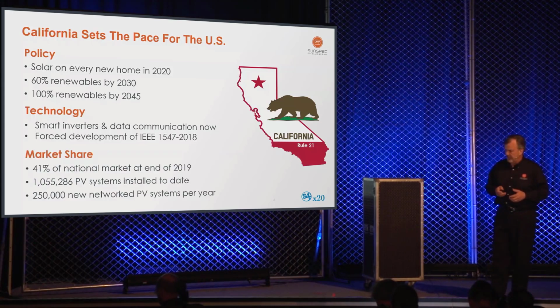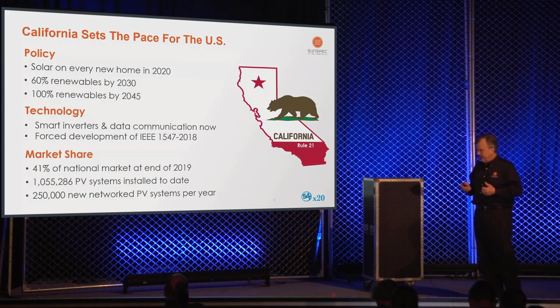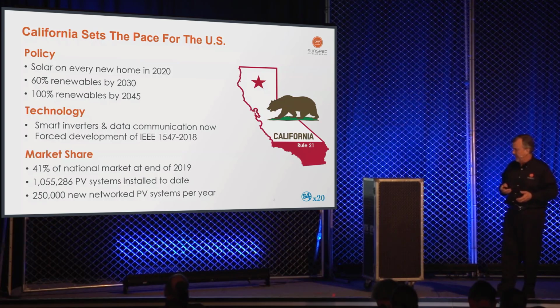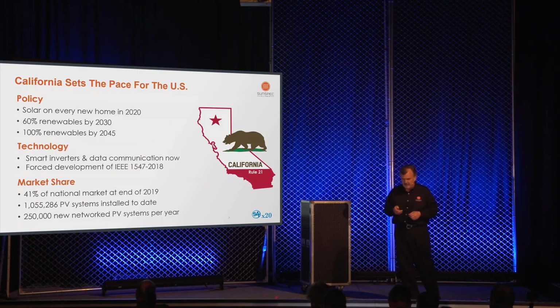All this has resulted in robust market share. California has about 1 million of these distributed energy resource PV systems installed right now. And based upon all these new laws, there's going to be about another 250,000 coming into the system every year, and henceforth they're going to be networked, and they're going to be networked using TCP/IP networks.